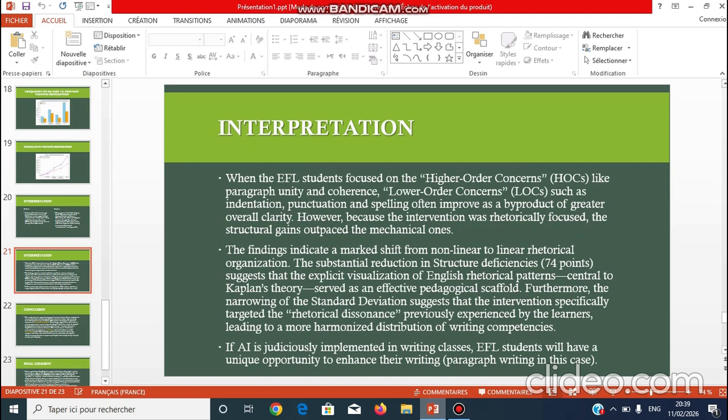Therefore, if AI is judiciously implemented in writing classes, EFL students will have a unique opportunity to enhance their writing in general and paragraph writing in particular.